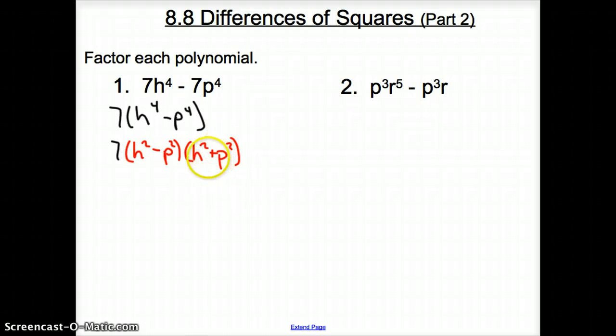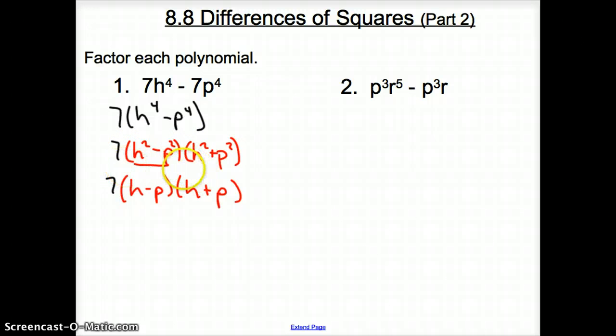Now with this plus in between two squares we can't touch, but how about this minus? Is there anything that multiplies to an h squared times itself? So I get to actually break this down one more time. I'm going to go h minus p and then h plus p, because h times h is h squared, and a negative p times a positive p gives me p squared.